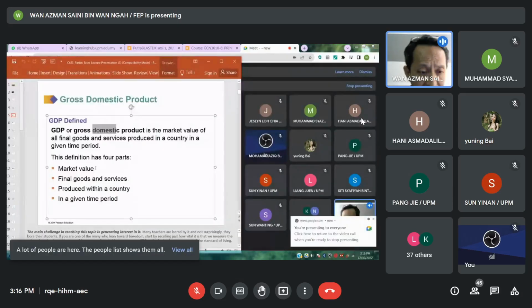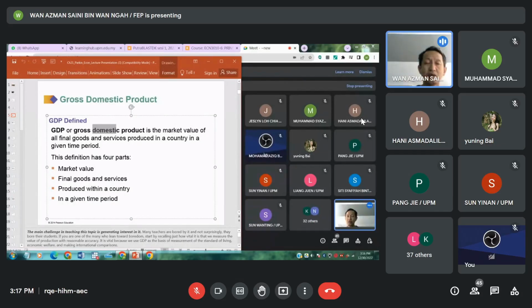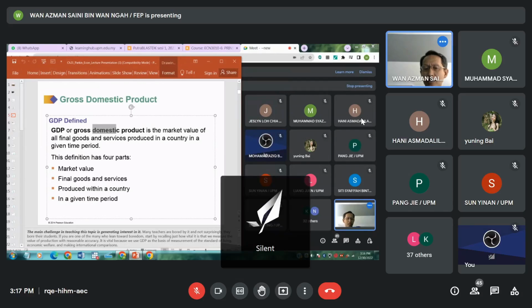Let us take a look at some of the important keywords for GDP. First, we have market value. What is market value? What we include in GDP is the goods which are traded in the market and have market value. Some goods in the economy are not traded in the market, so they don't have market value. Those types of goods will not be included in GDP.